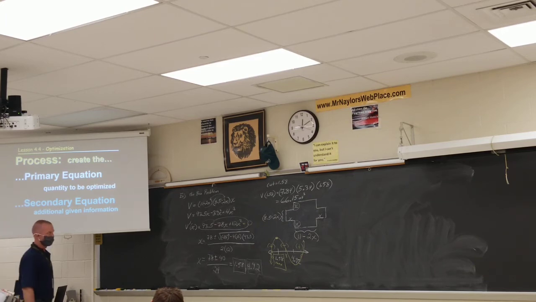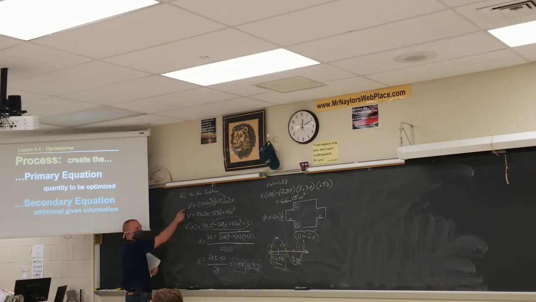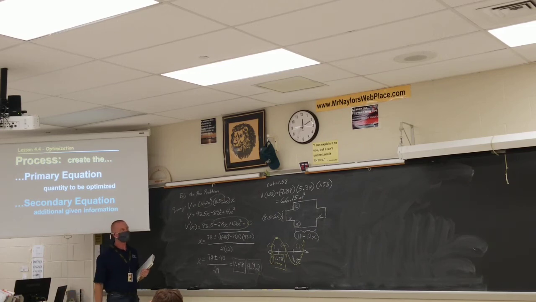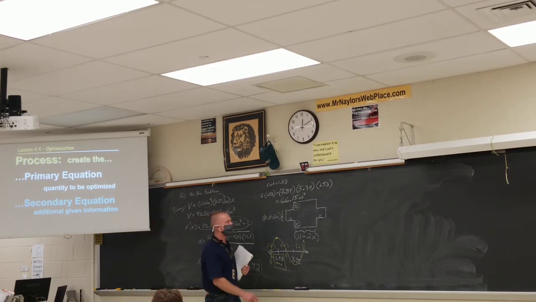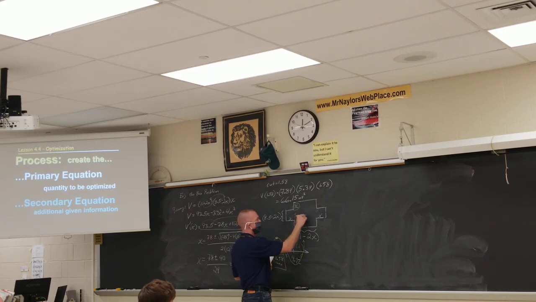For the box problem, even though we've already done it two times now, the primary equation was the volume equation, quite simply because that's what we were trying to optimize. From the get-go, we wanted the biggest volume. And again, that's usually kind of obvious. The secondary equation actually was the sketch. The sketch that allowed us to create these expressions for the length, width, and height was secondary.